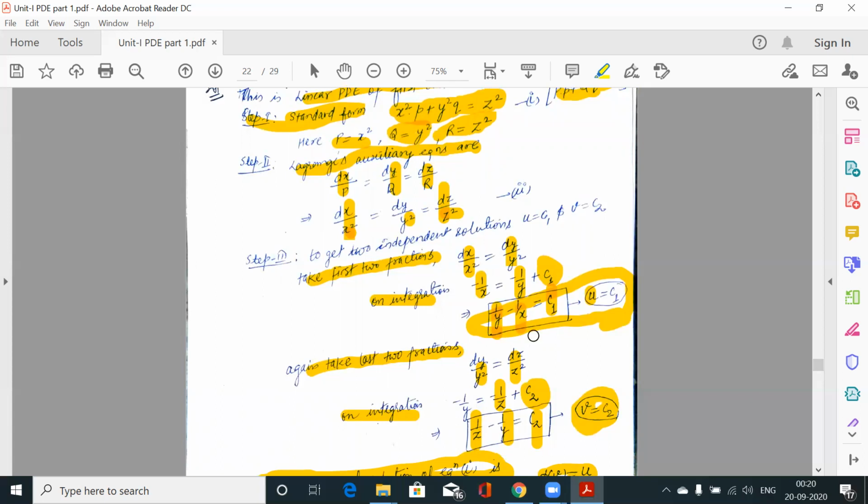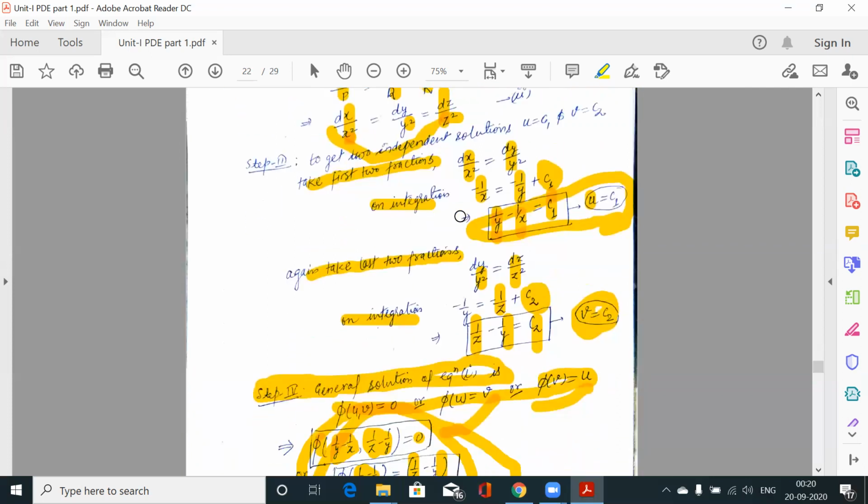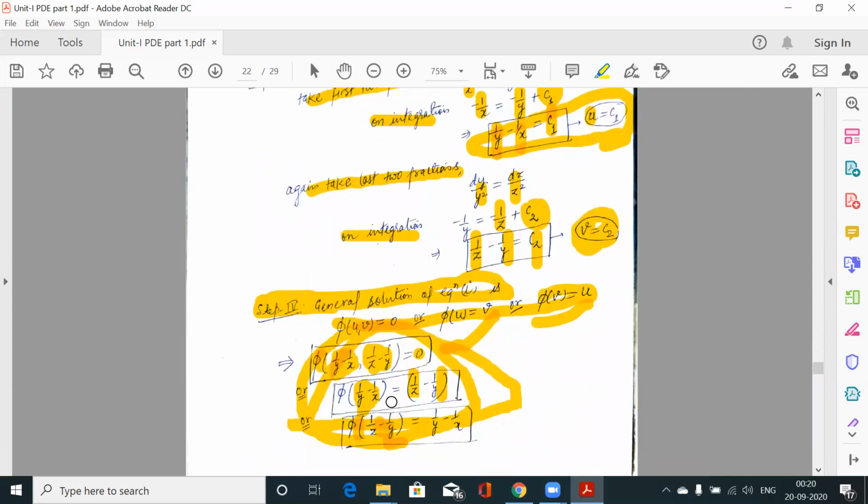Suppose the first time we have taken the first two fractions, second we have taken the last two fractions, but instead of this we can take these two fractions also, dx over x square and dz over z square, because this is also directly integrable. In that case we will get dx over x square is equal to dz over z square. That means 1 over z minus 1 over x is equal to C2. So this is also a possibility, and that is also a correct answer.